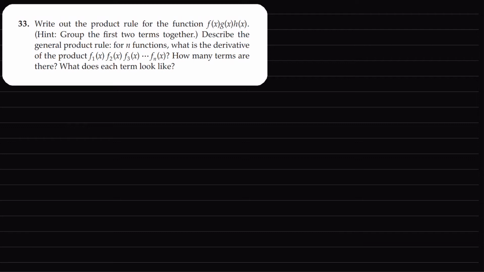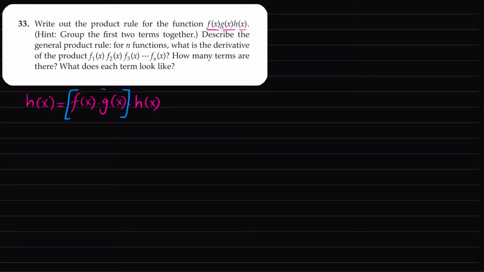So in this exercise, write out the product rule of the function f of x, g of x, h of x, and group the first two terms together. So first, if we have a function, let's call it h, which is f of x multiplied by g of x multiplied by h of x. So let's group the first two together, those two.